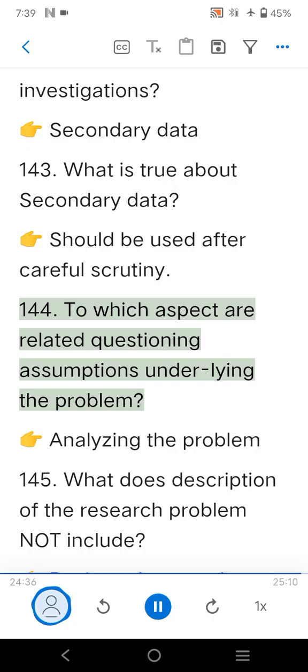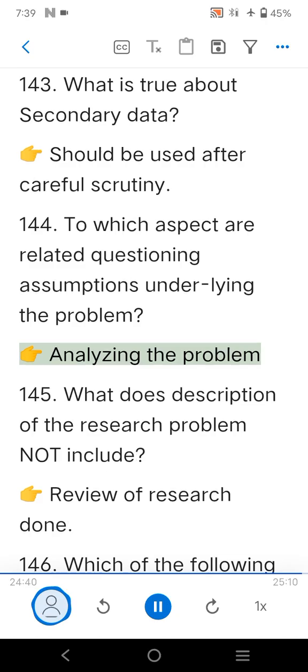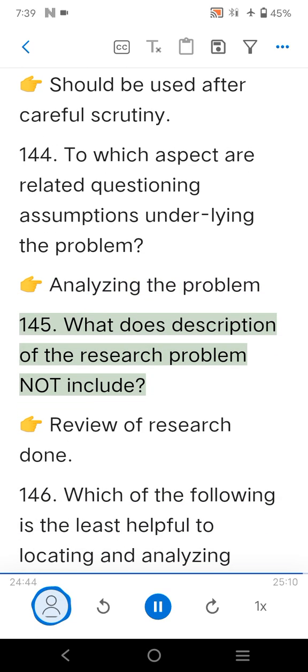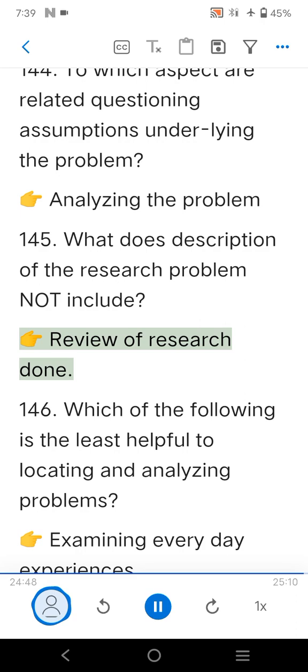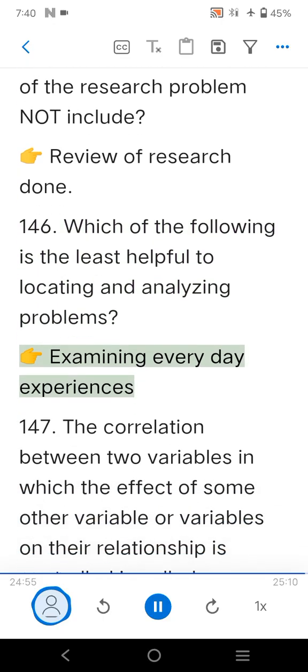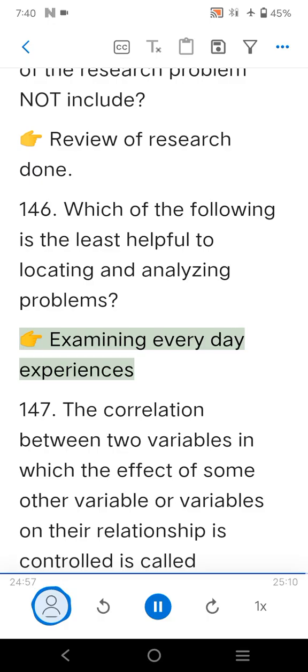144. To which aspect are related questioning assumptions underlying the problem? Analyzing the problem. 145. What does description of the research problem not include? Review of research done. 146. Which of the following is the least helpful to locating and analyzing problems? Examining everyday experiences.